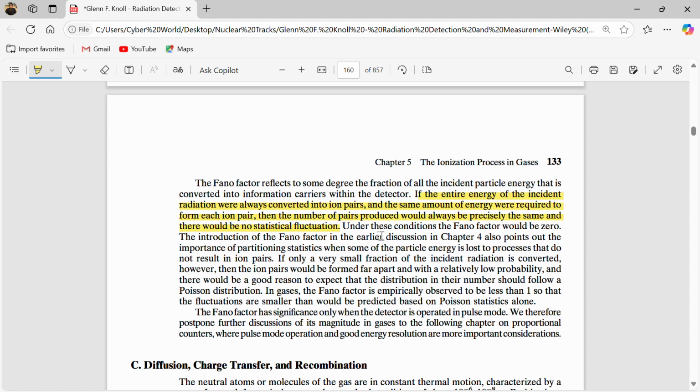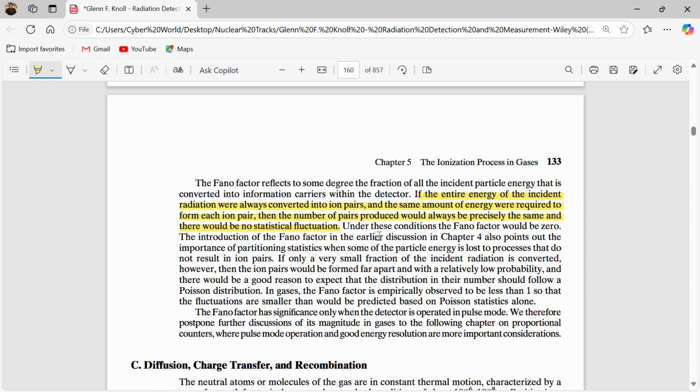If it completely used all its energy in the production of ion pairs, and the same amount of energy was required to form each ion pair, then the number of ion pairs produced would always be precisely the same and there would be no statistical fluctuation. So in that scenario, there would be no statistical fluctuation.